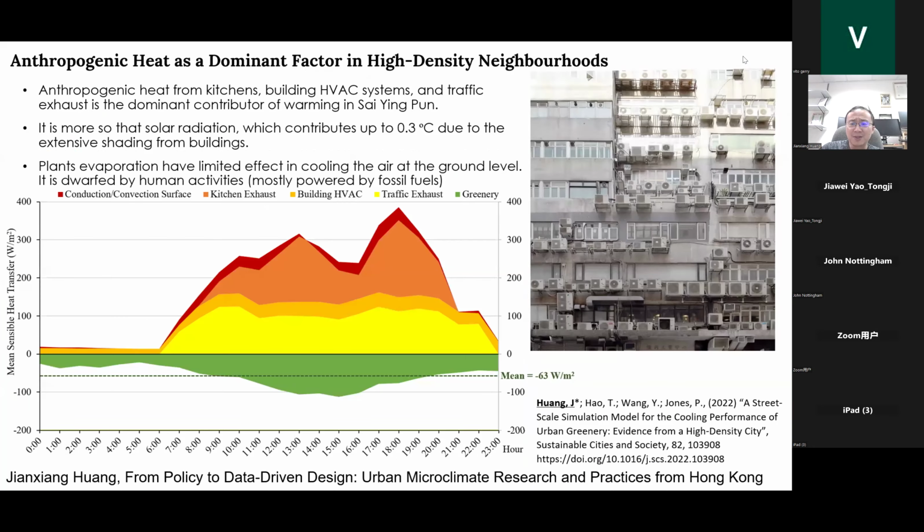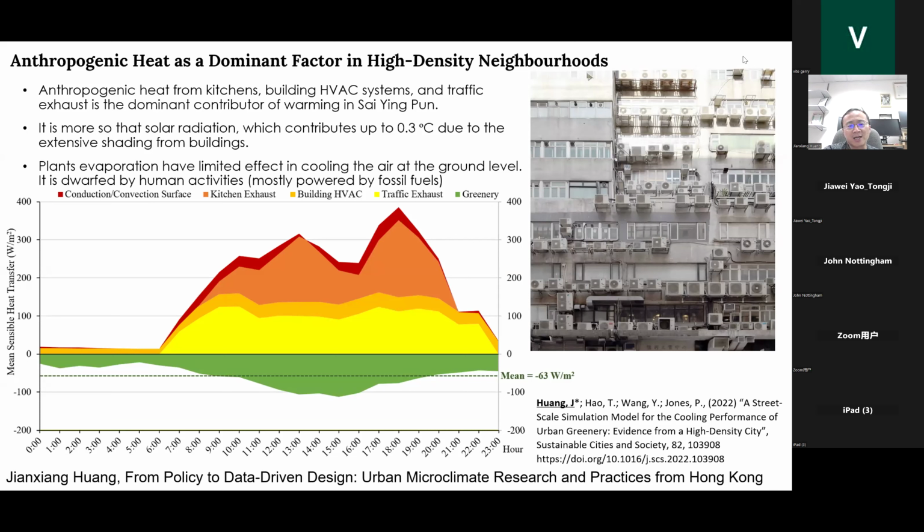Our research does not stop in the UK, of course. We study thoroughly what is really going on in Hong Kong, which is probably one of the experiments of high density. We're looking into the contribution of warming at the street scale. And surprisingly, we find that solar radiation actually contributes a relatively small amount, because the shading from high-rise buildings in the dense urban core reflects a lot of solar radiation away from the rooftop, for instance.